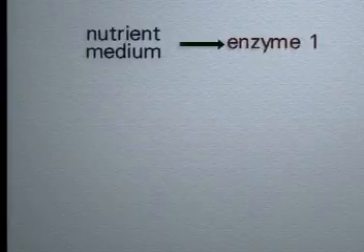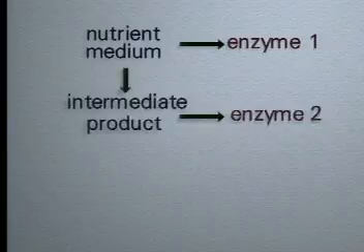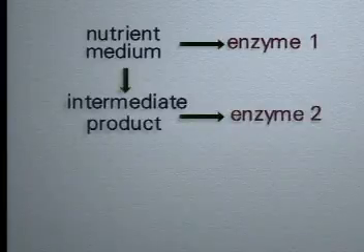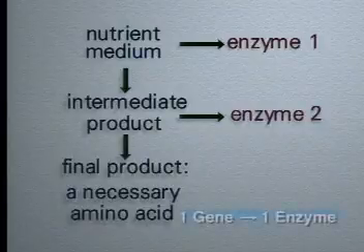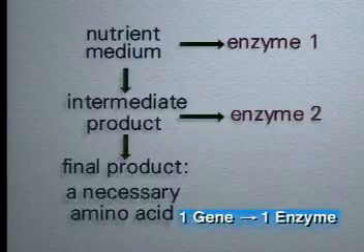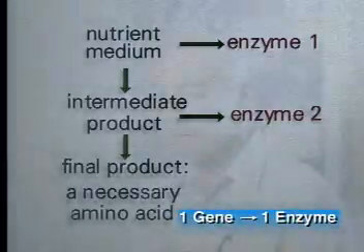Further studies showed that different mutants were blocked at different points along the metabolic pathway. The block came about because the enzyme needed to catalyze that step wasn't being produced in the mutant, so one gene seemed to be related to the production of each enzyme. The one gene, one enzyme hypothesis was developed several years ago, using classical genetic tools in Neurospora.